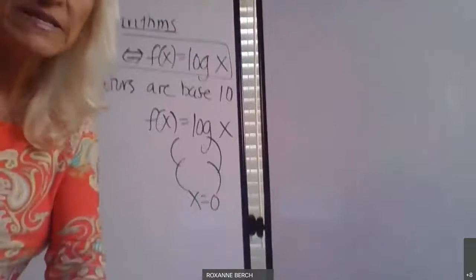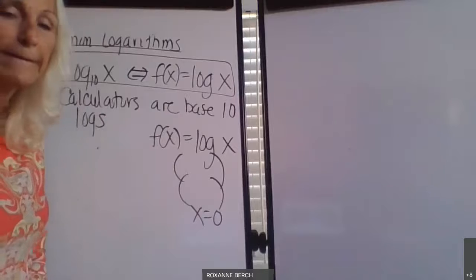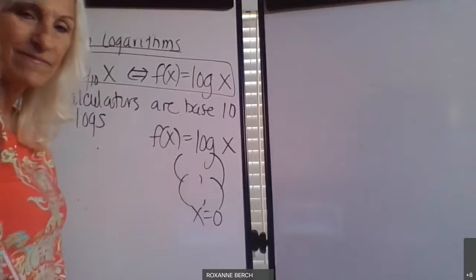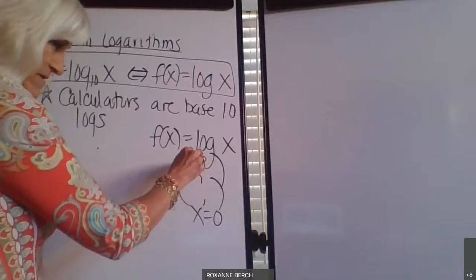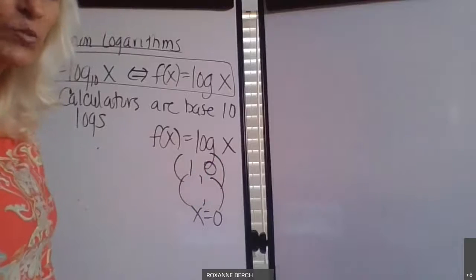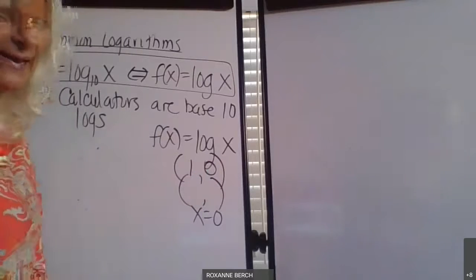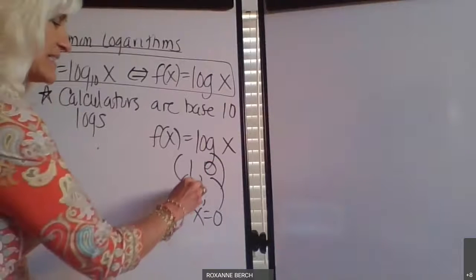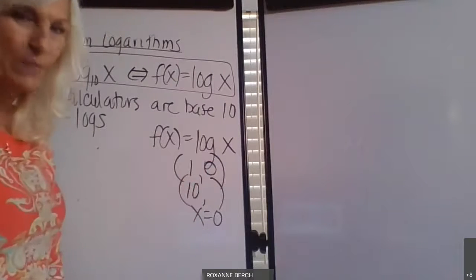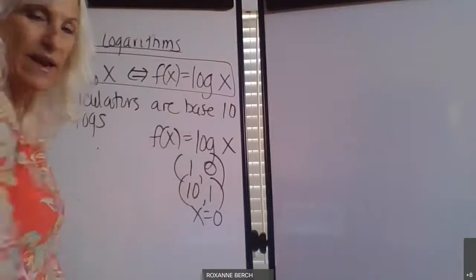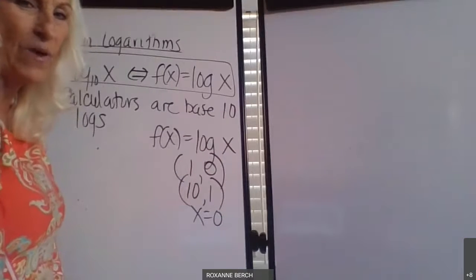What would be the parent point? What x are you going to pick? 1. Log base 10 of 1 is 0, so that one's easy. Now which one are you going to pick? 10. If the base is 10, you're going to want to pick x equals 10, so you have log base 10 of 10 is 1. That's exactly right. Good.